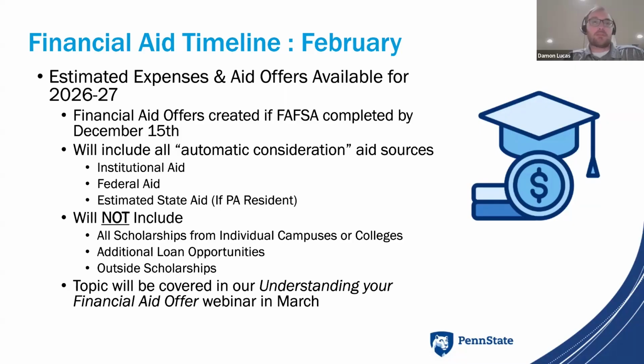Again, that's primarily one of the reasons students have not gotten their initial aid offers for their federal aid: the social security number is not there. When those aid offers went out, if a student had their FAFSA completed by December 15th, this will include all automatic consideration aid sources. So this is institutional aid, federal aid, and estimated PA state grant, again only if you're a PA resident.